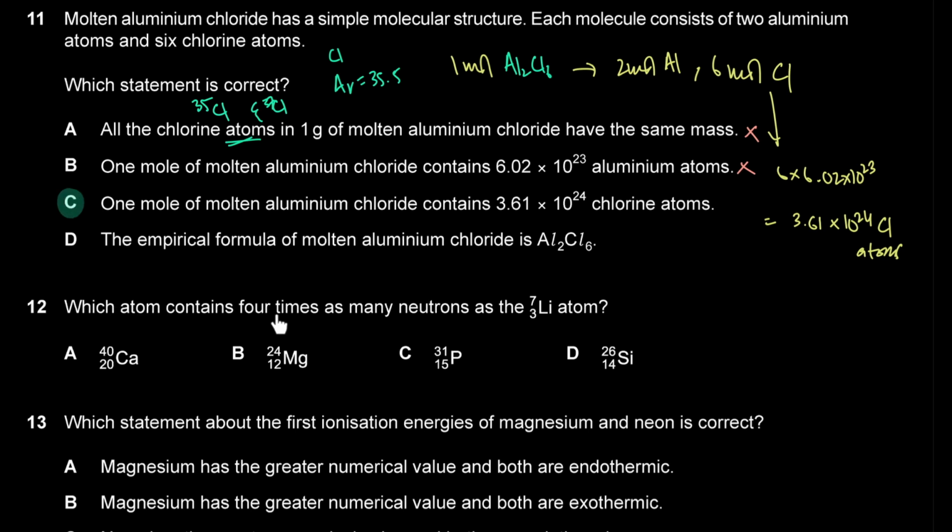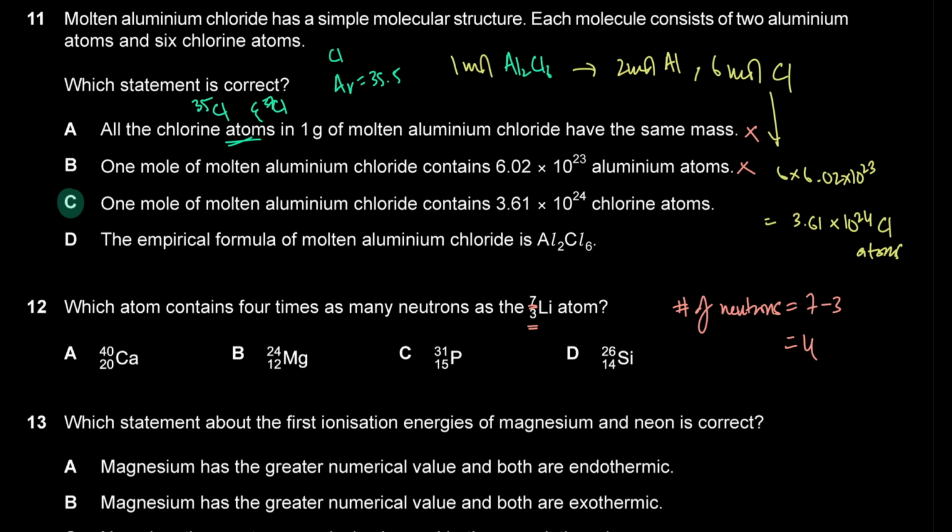Which atom contains 4 times as many neutrons as the lithium-7 atom? So lithium-7 atom has atomic number 3, lithium, and the mass number is 7. The number of neutrons is just 7 minus 3, which is 4. So we have 4 neutrons.